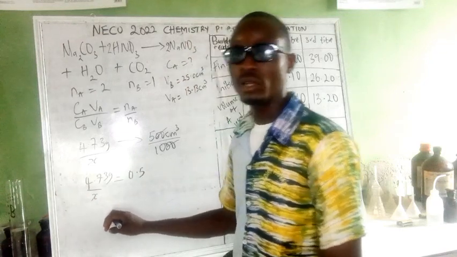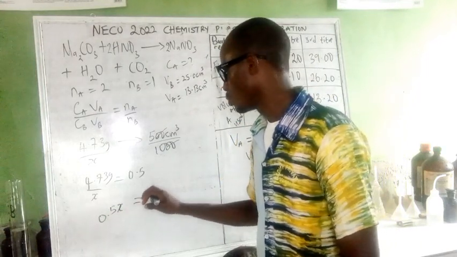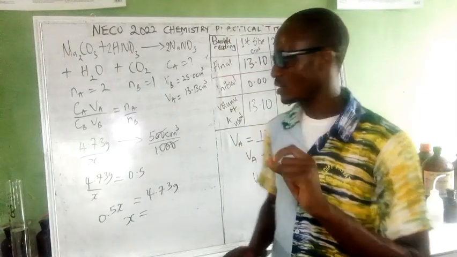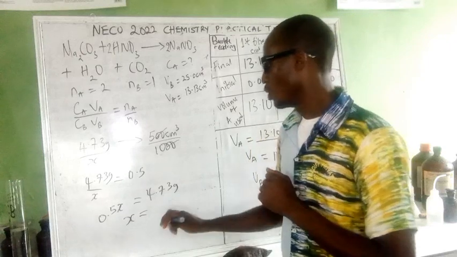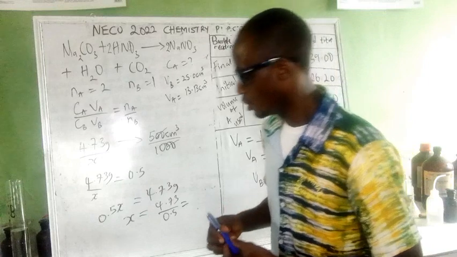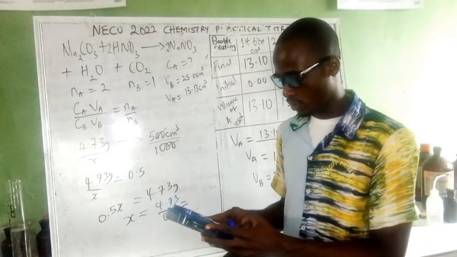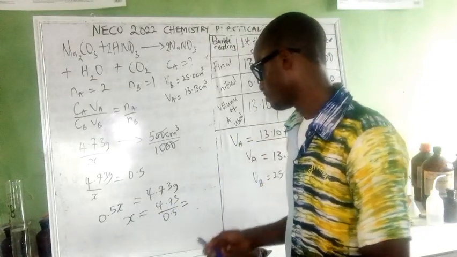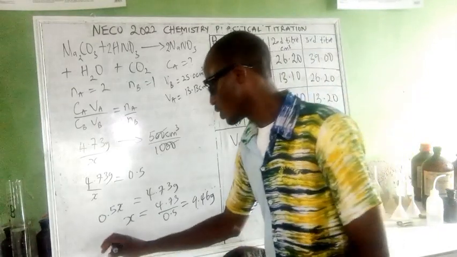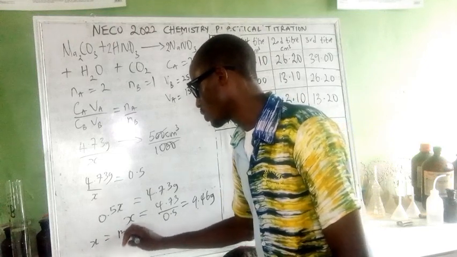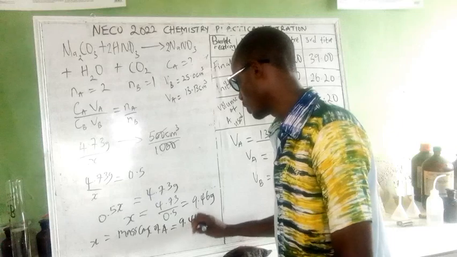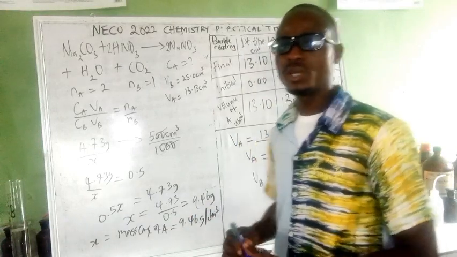So 0.5x will be equal to 4.73 gram. By the time we divide both sides, x will be, and don't forget, x is the mass of A that is present in 1 dm³. So I'm going to have 4.73 divided by 0.5, so that is 9.46. So we have 9.46 gram in 1 dm³. So this is the mass concentration. Don't forget, x equals the mass concentration of A. So we put that as 9.46 gram per dm³.